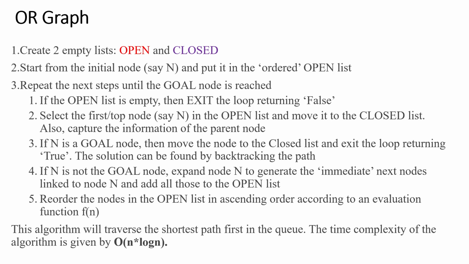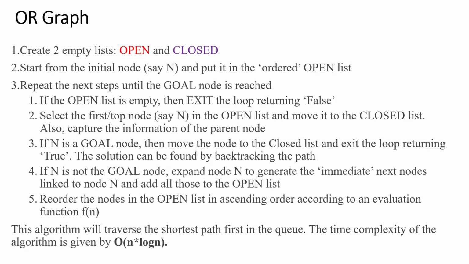So inserting a node is big O of log n. Removing the best node is big O of log n. So generally it is more efficient than uninformed search, because it uses heuristic information to guide the search towards the goal.